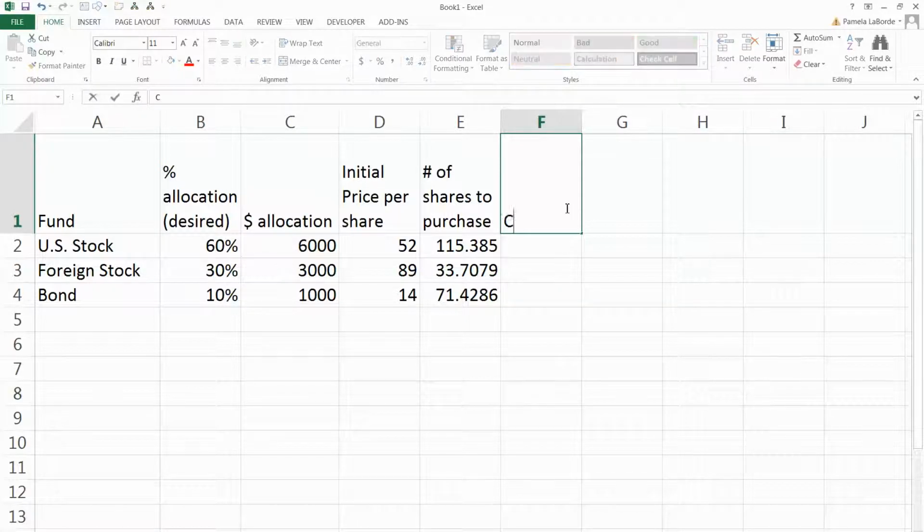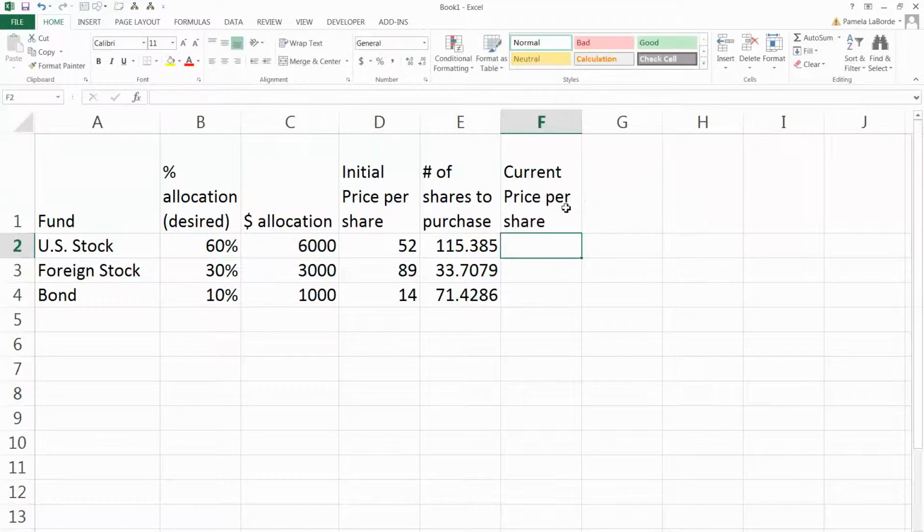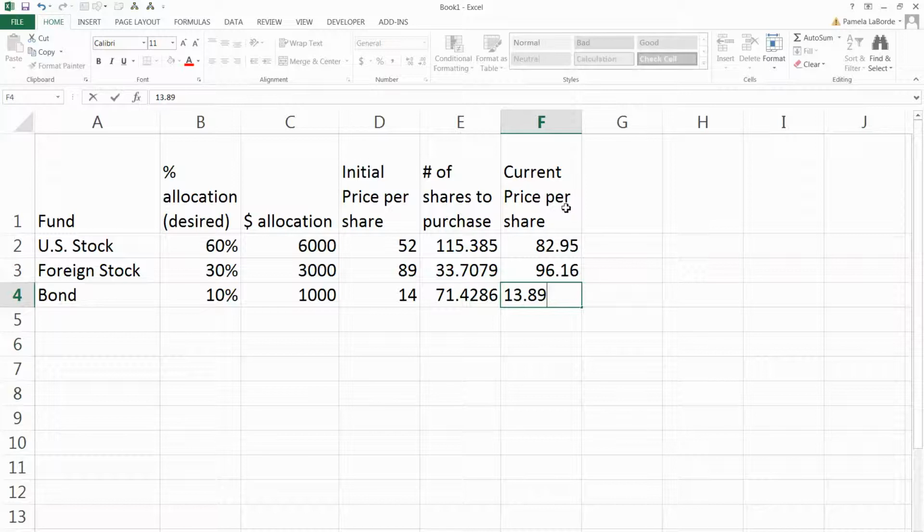So I'm going to call this my current price per share. So maybe it's a year later, maybe it's a year and a half later, but things have changed. So let's say the US stock fund is now trading at $82.95, and the foreign stock fund is trading at $96.16, and the bond fund is trading at, let's just say $13.89. I'll have it drop in price a little bit.